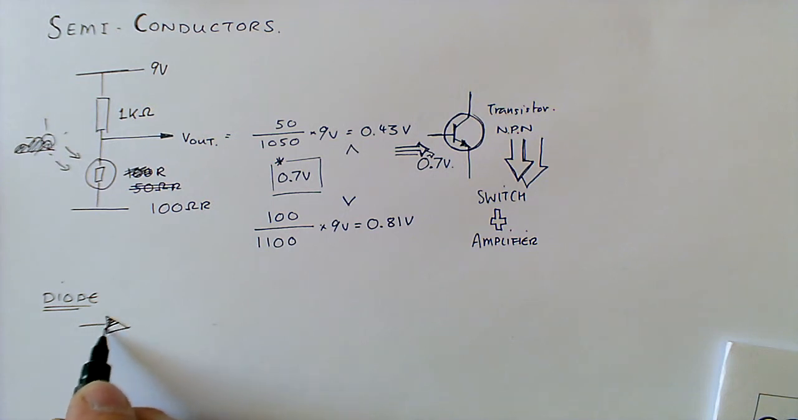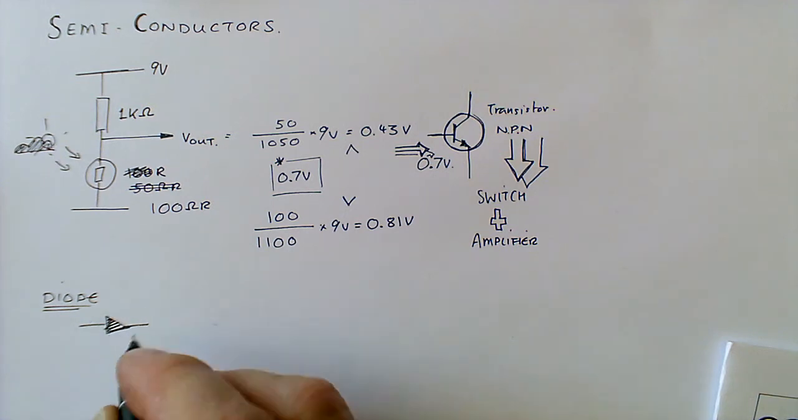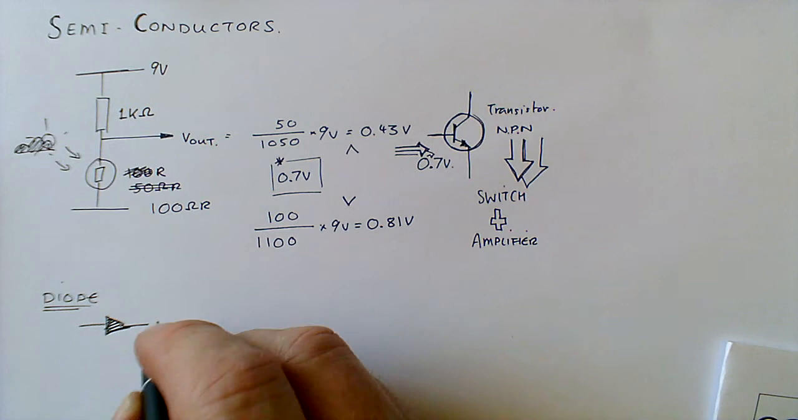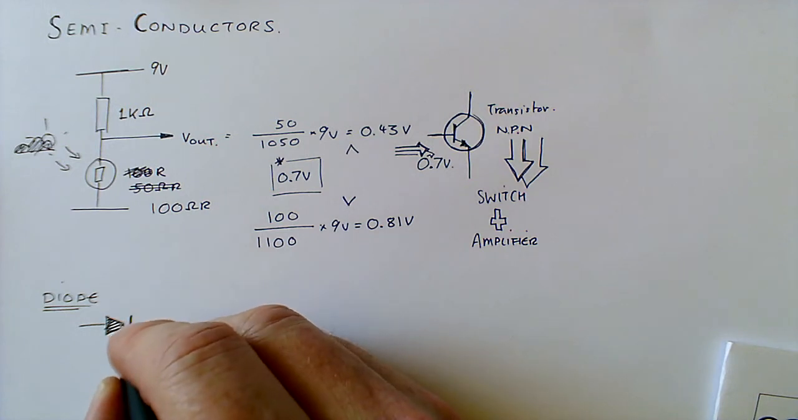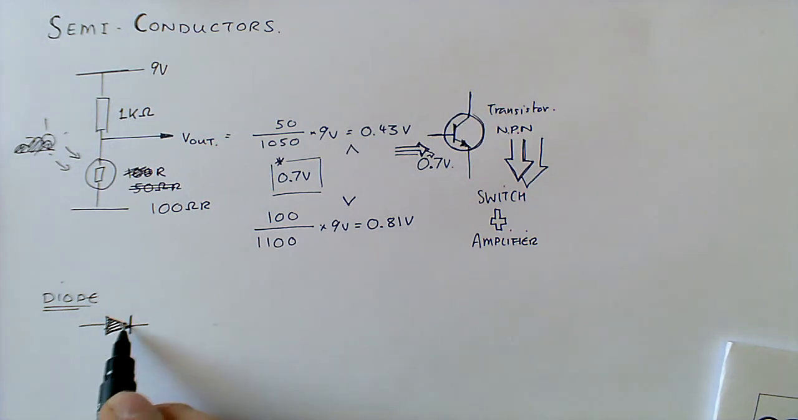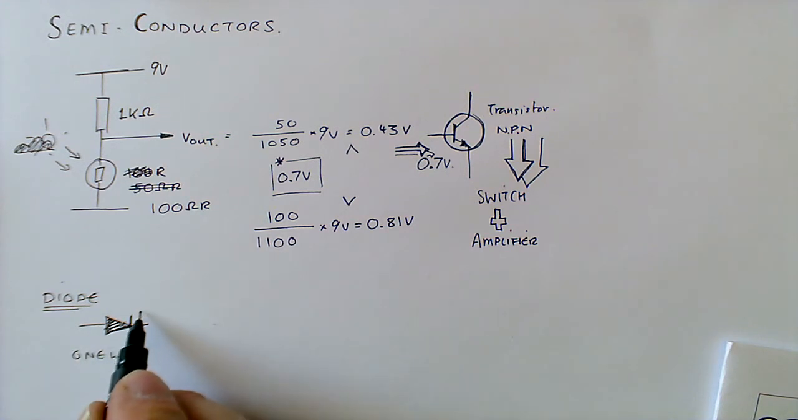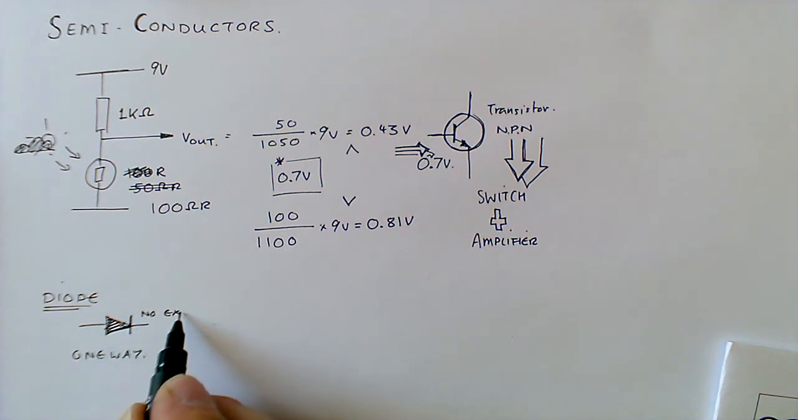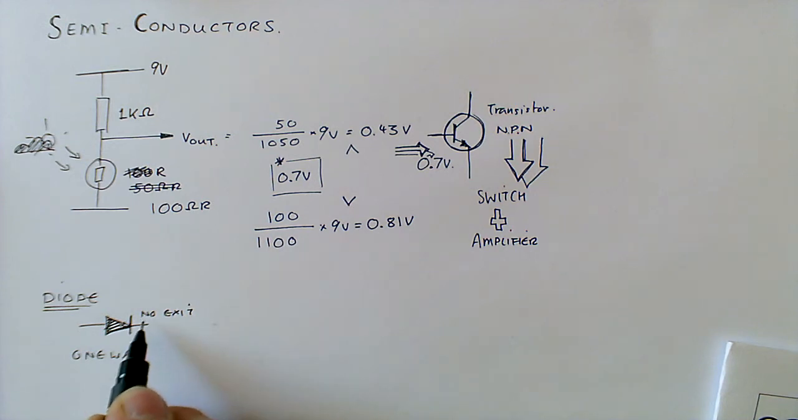Now a diode symbol is an arrow pointing from positive to negative, the flow of electricity, with a line across it. And I often think of this as a one-way sign, so that it says one way. You can go that way, and this bit here is like a no exit. So you can't go that way, you can only go positive to negative one way.